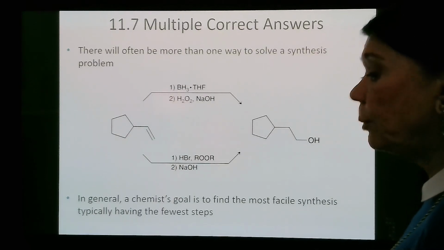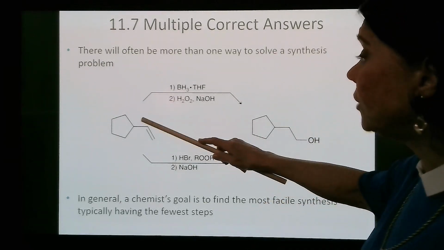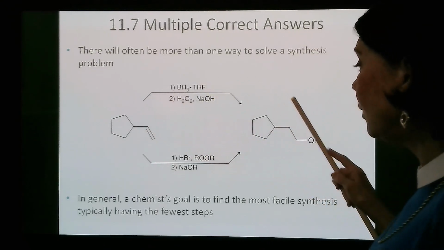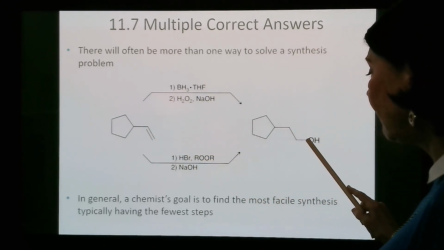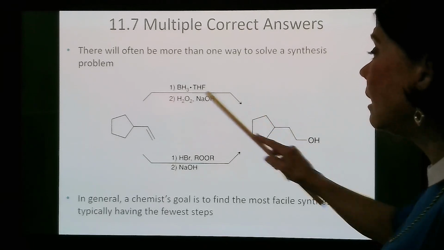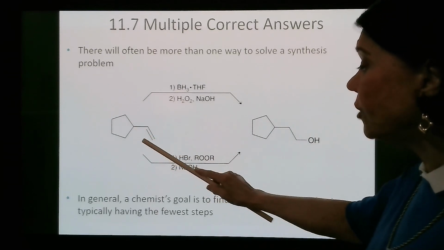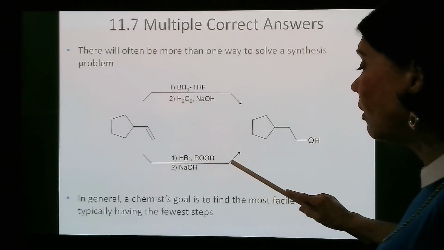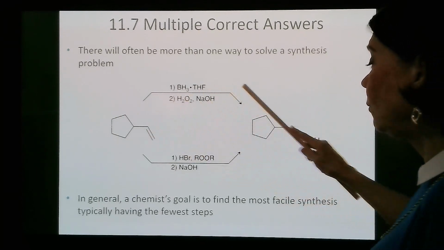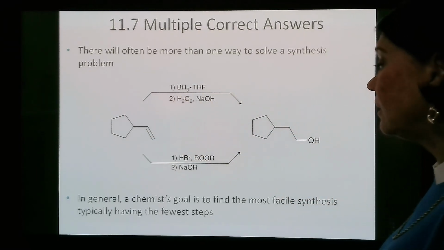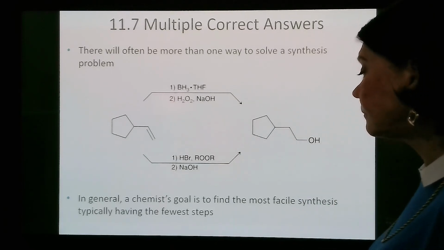There can be multiple correct answers also. So notice here you're needing to oxidize this to put the alcohol functionality at the terminal carbon. You know that hydroboration oxidation does that. You also know that anti-Markovnikov addition will do that. So you have two different routes to solve this synthetic problem and create your target molecule.